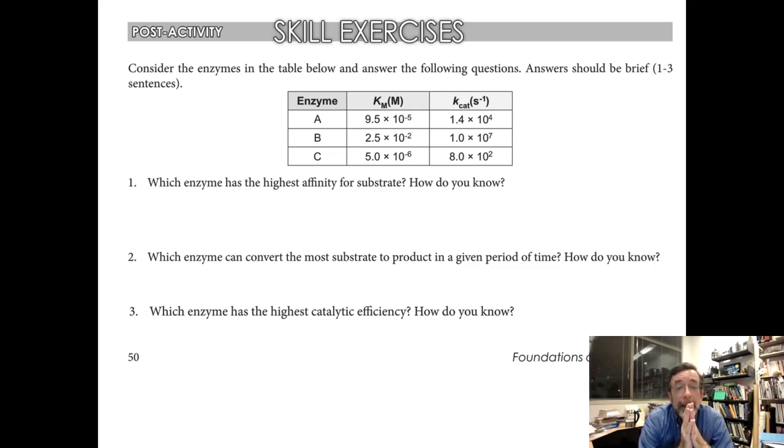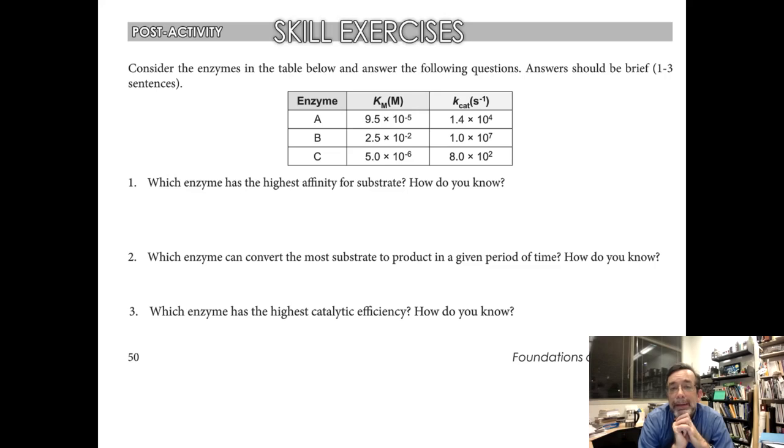Okay, so which enzyme can convert the most substrate to product in a given period of time? Well, this would be Kcat, right? And instead of looking for the smallest Km, we're looking for the biggest Kcat. So I want you to look at that one and try to decide which one has the fastest enzyme. Looking at that, it's enzyme B. Enzyme C has the highest affinity, enzyme B is the fastest.